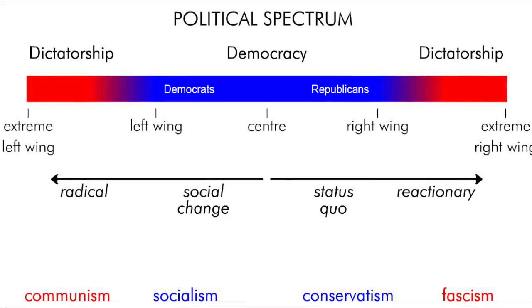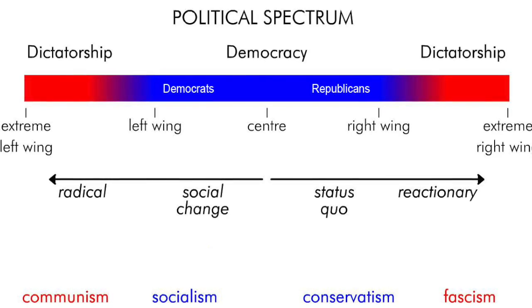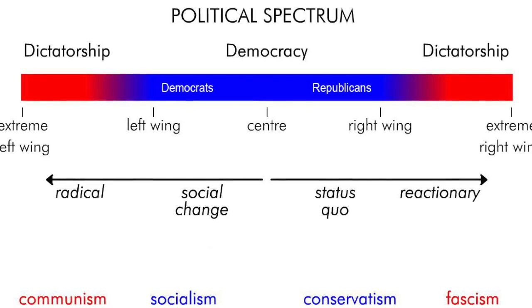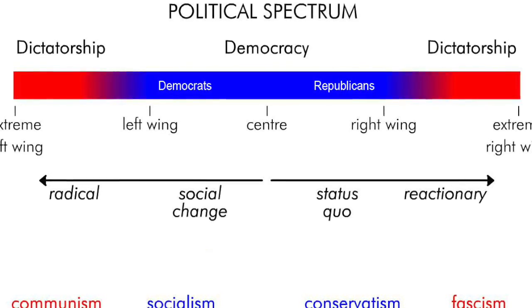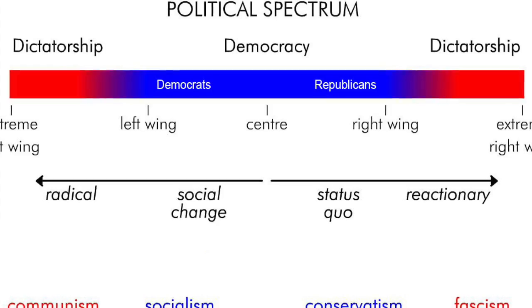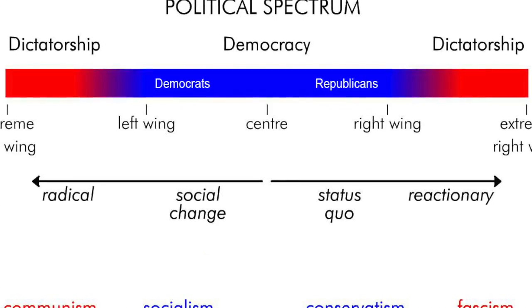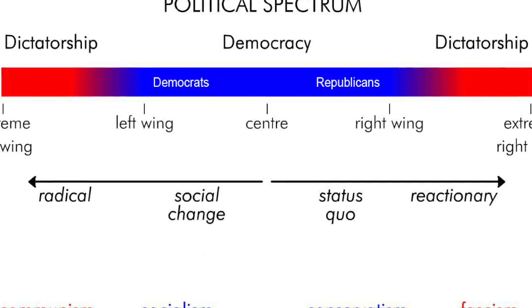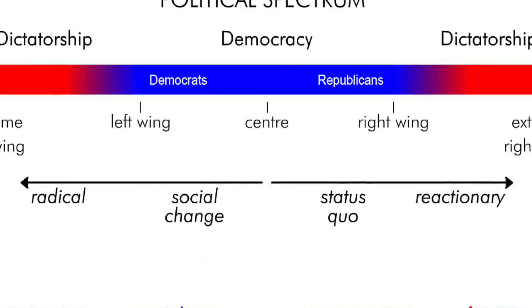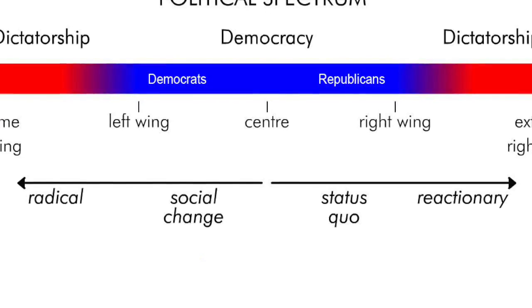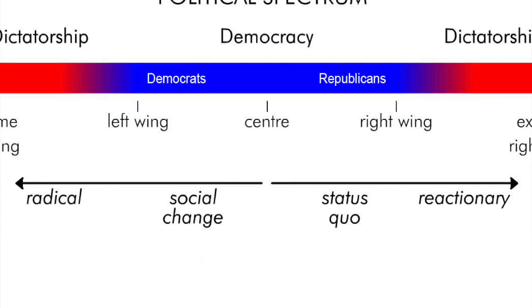So as you can see, this is the political spectrum, and democracy is in the middle. You have Democrats on the left and Republicans on the right. So you can see that Democrats value social change, going more towards radical, and Republicans have the status quo, going more towards reactionary. This kind of political discourse is important because then you will know, when they say left wing or right wing, where the Republicans and the Democrats lie.